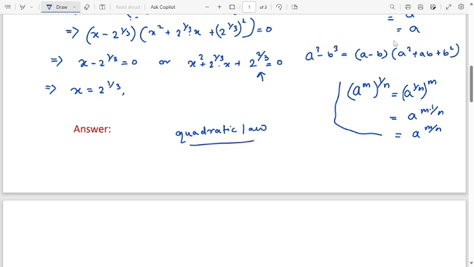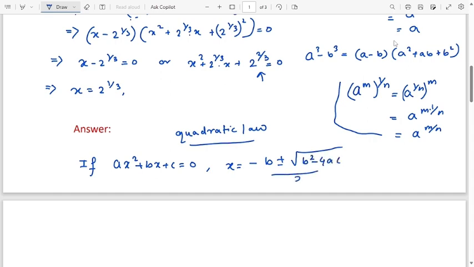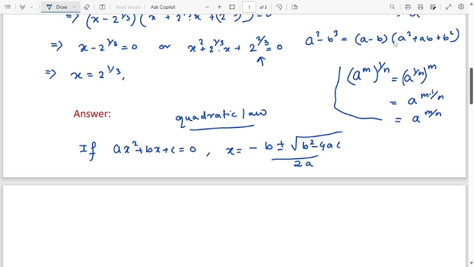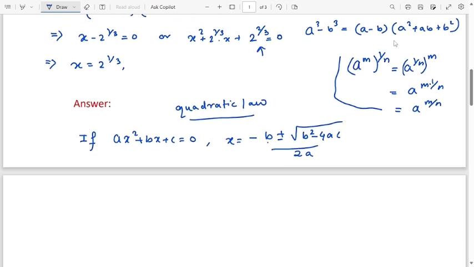The quadratic law is that for ax² + bx + c = 0, x = (−b ± √(b² − 4ac)) / 2a. Now we are using this formula. What is b? b is the coefficient of x, a is the coefficient of x², and c is the constant term.